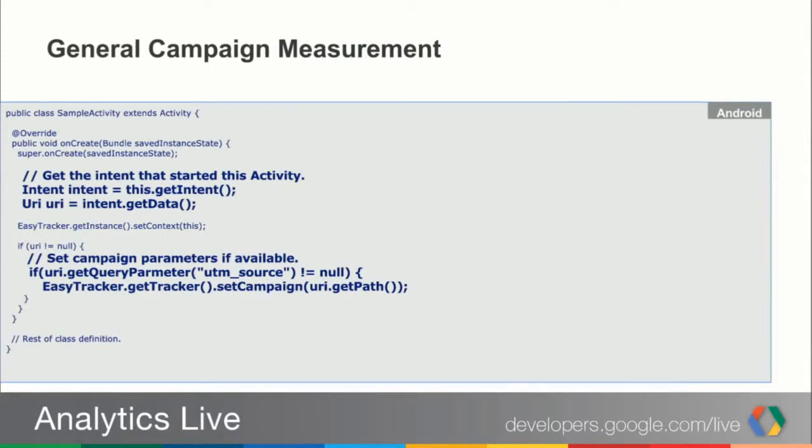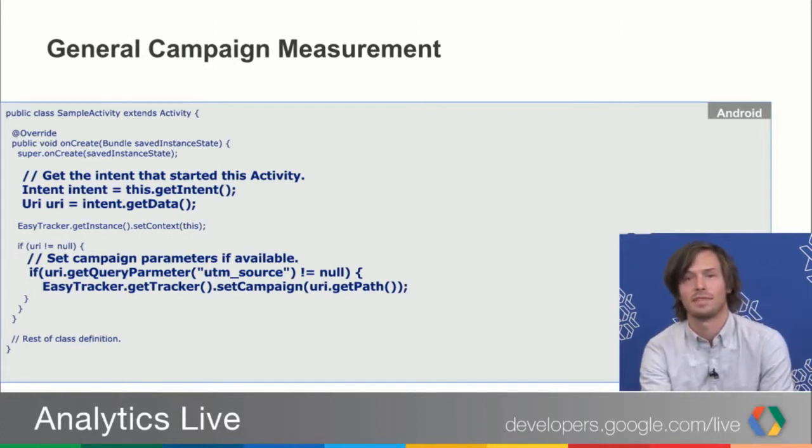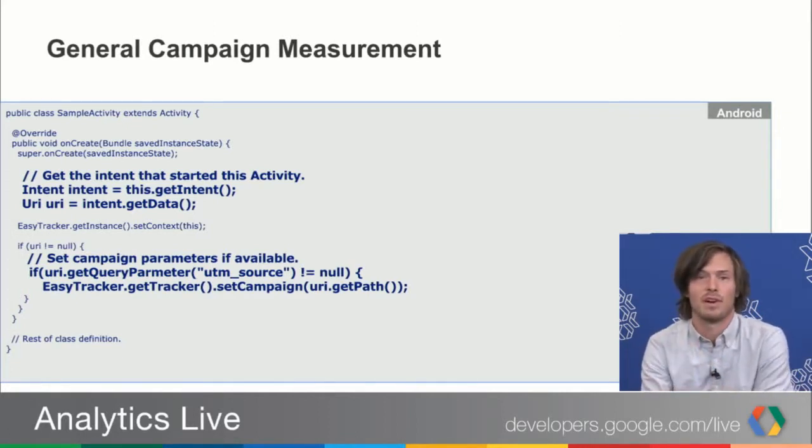So this example is just a really quick demonstration of how you could do this in a sample activity. Basically, you just get the intent that started the activity. You get the URI from the intent. And then you can just check to see, again, UTM source is the only required parameter. So you could just check to see if UTM source is present in that URI or not. And if it is present, you can assume that there's valid campaign information there. So you can just get your tracker. Here I use EasyTracker, the getTracker method of EasyTracker, but if you have a reference to your tracker any other way, you can do that. And then setCampaign, and then you just pass it that string of campaign parameters.